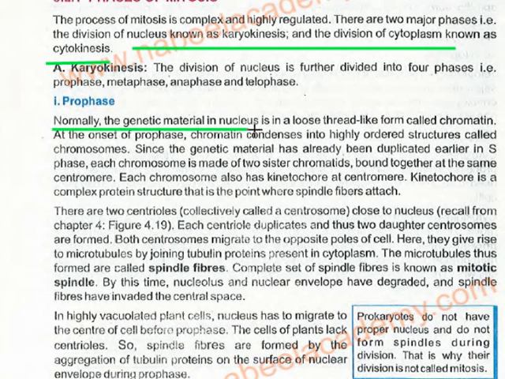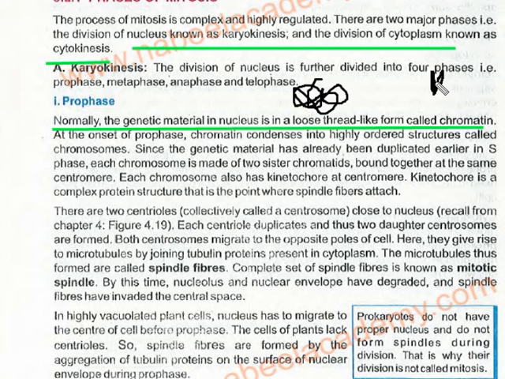Normally the genetic material in the nucleus is in a loose thread-like form which is known as chromatin. How does the chromatin look? Chromatin looks like this. At the onset of prophase, when the prophase starts, chromatin condenses into highly ordered structures known as chromosomes. You already know the structures of the chromosomes.